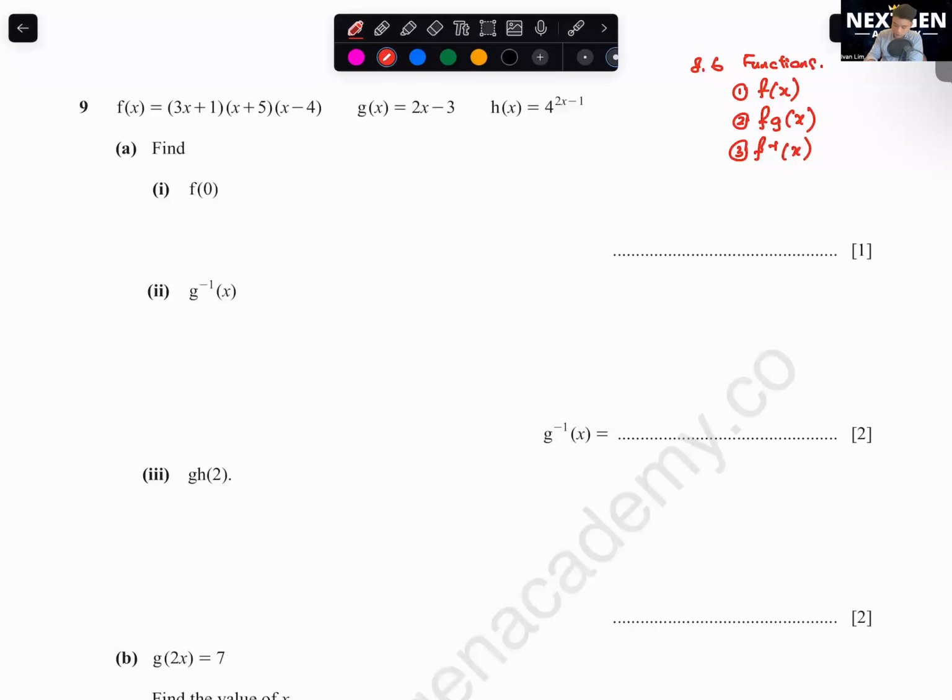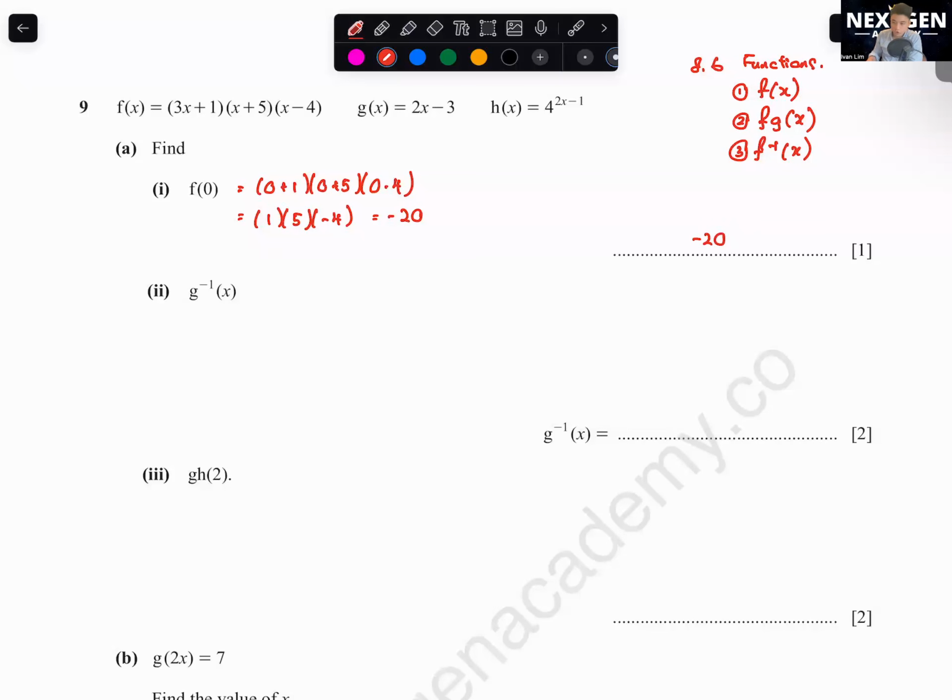F0, you just substitute 0 to the x. So here will become 0 plus 1, 0 plus 5, 0 minus 4, which is 1 times 5 times minus 4, which is equal to negative 20.